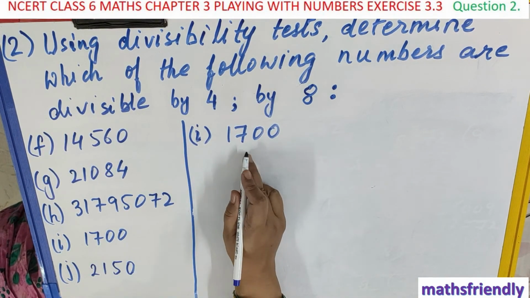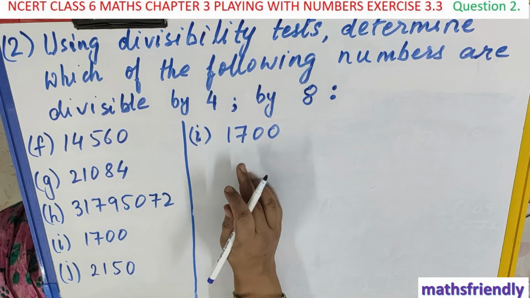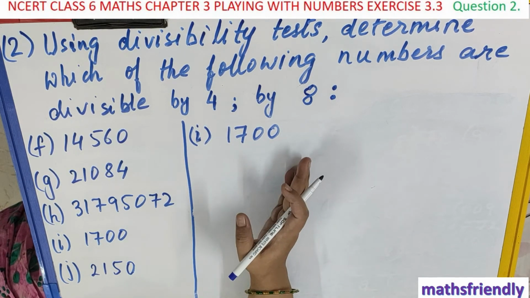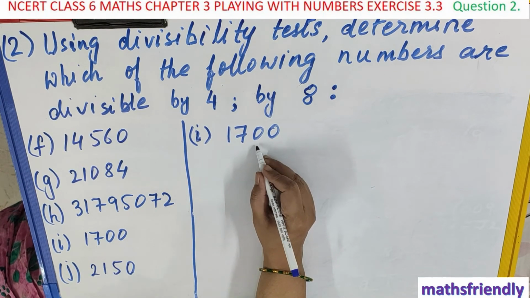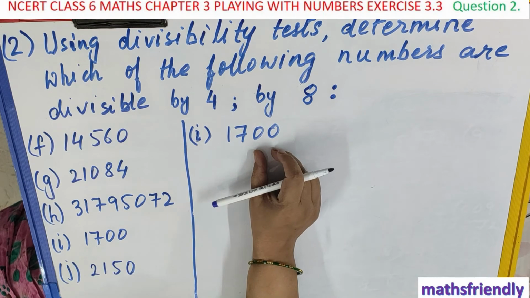Now let us come to question number I. What is there in this number? The number is 1700. We have to check whether this number is divisible by 4 and divisible by 8 also. Okay, so for 4 we have to check the last 2 digits. The last 2 digits are 0.